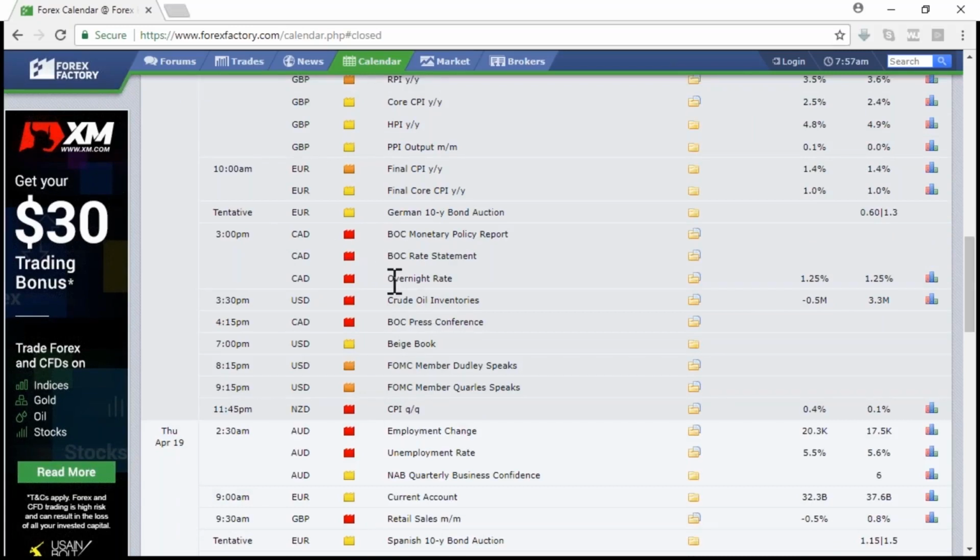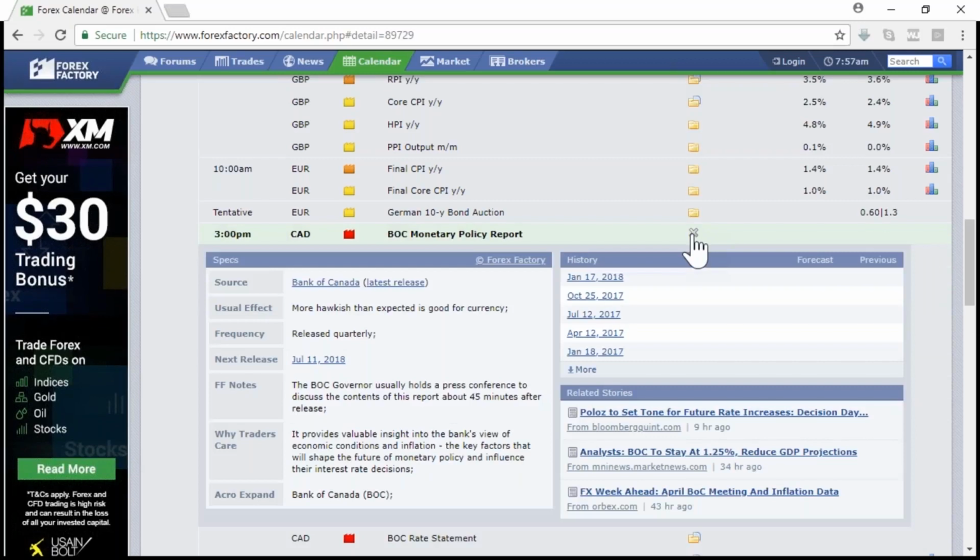Now, it must be noted that the expectation is for the Bank of Canada to leave rates as they are at 1.25. But what the market is looking very closely at is the potential for further guidance on potential future rate increases. So that's what the market will be looking very, very closely at.